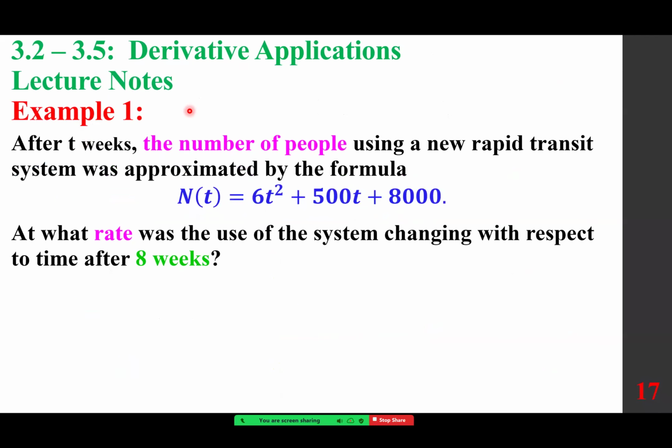Let's look at some applications. Example 1. After t weeks, the number of people using a new rapid transit system was approximated by the formula n of t equals 6t squared plus 500t plus 8,000. At what rate was the use of the system changing with respect to time after 8 weeks? Because they are mentioning rate and it's one point in time, it's the instantaneous rate of change, it's n prime of t. Differentiate.